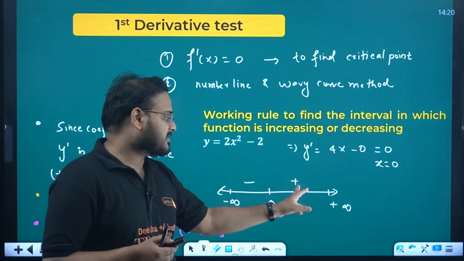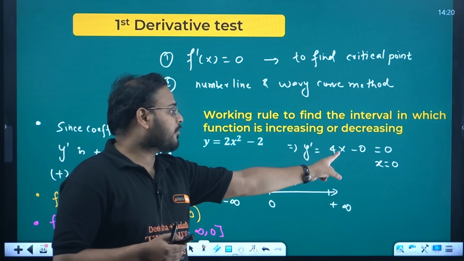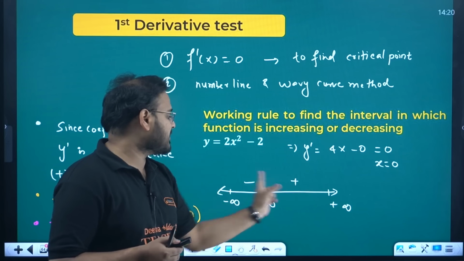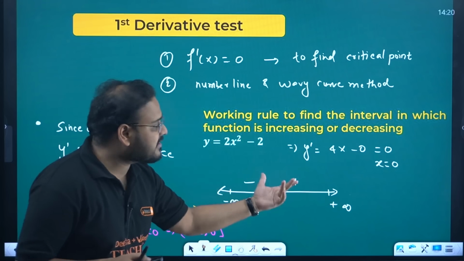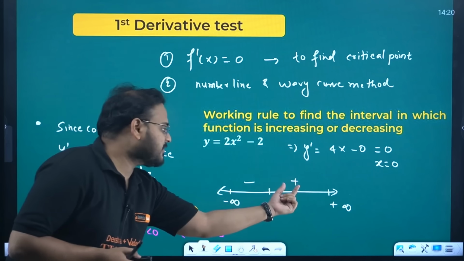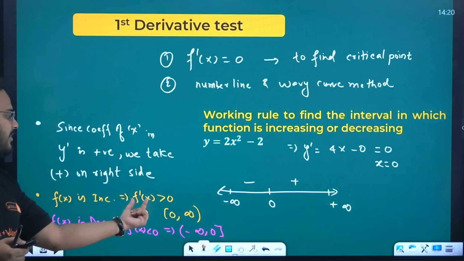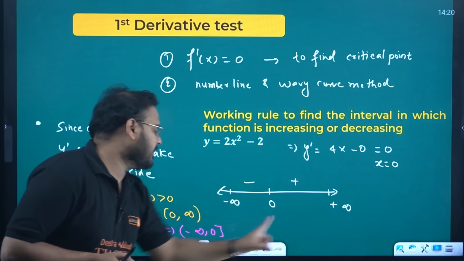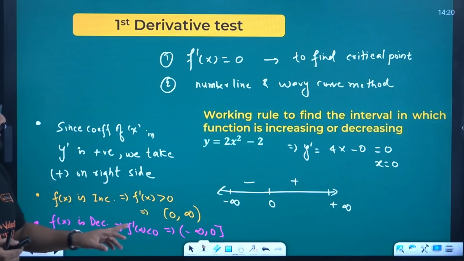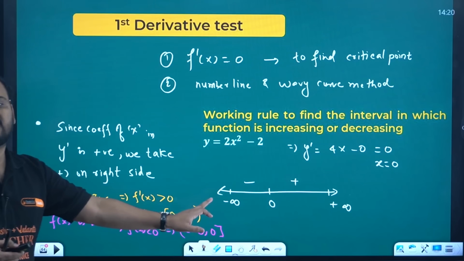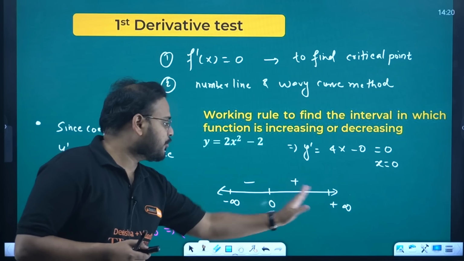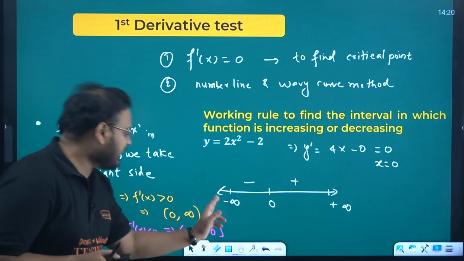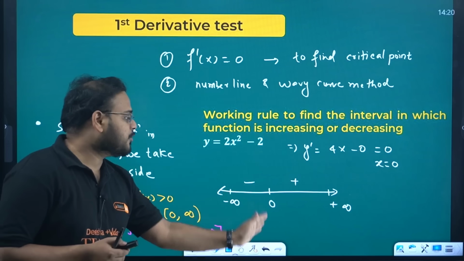Plot it over here, positive side over here, because the coefficient of x is 4, which is positive, so plus and minus. You're looking for, in this case, increasing and decreasing both. So increasing will be the positive side, where f dash of x is positive, from 0 to infinity. When negative, negative infinity to 0, that is the decreasing side. Increasing from 0 to infinity, decreasing from negative infinity to 0.